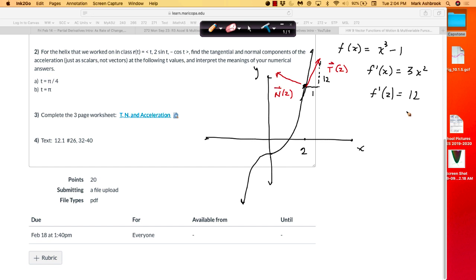But is T2 just 1 comma 12? Well, what kind of vector is T2? Oh yeah, you have to find the unit vector. So it's 1, 12 divided by the square root of 145.